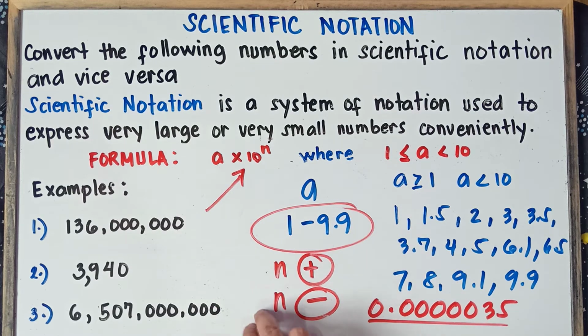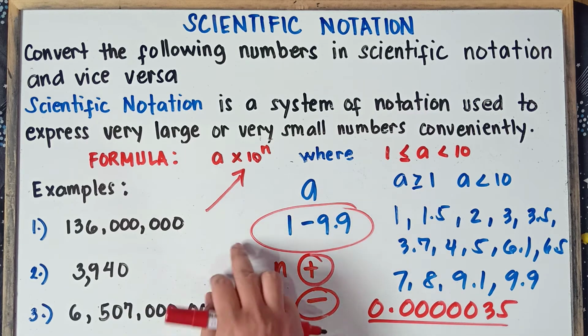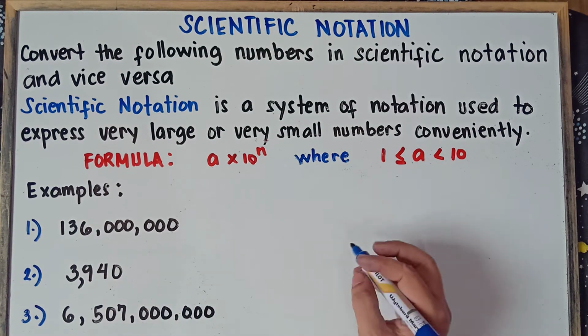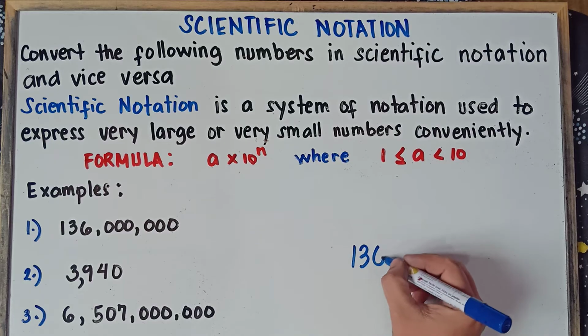To understand that, let's have example number 1. Let me erase this first, for us to really understand example number 1. Number 1, our given number, we have 136 million. Let me just copy this. We have 136 million.